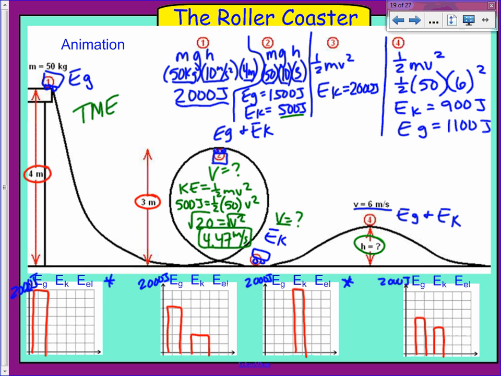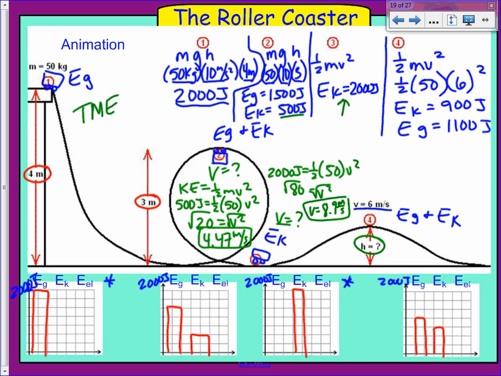Let's go ahead and do the same thing now, but for spot 3. At spot 3, my kinetic energy is 2,000 joules, so I'm going to set this equal to 1/2 times 50 times v squared. If I isolate v squared by taking 2,000 divided by 1/2 and divided by 50, that's going to give me 80. Taking the square root of both sides gives me my answer of approximately 8.9 meters per second.